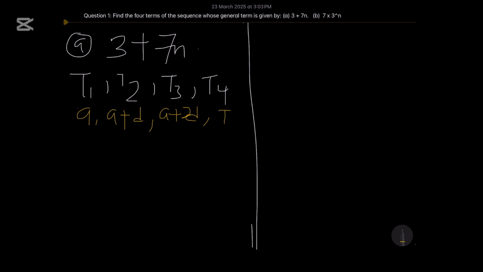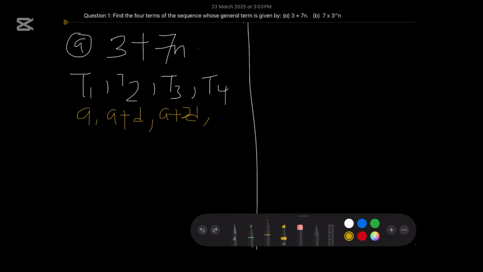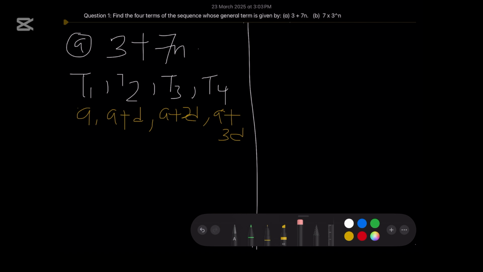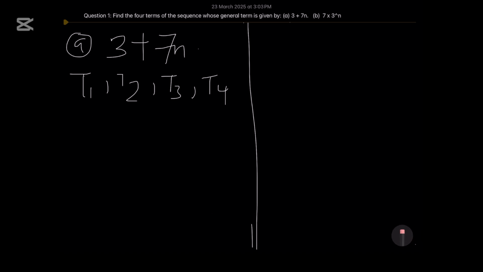That is your first term plus your what? Plus 3D. This is our fourth term. But in this case, we are told to look for the first term, second term, third term, and fourth term. So meaning for the first term, our n is equal to what? 1.